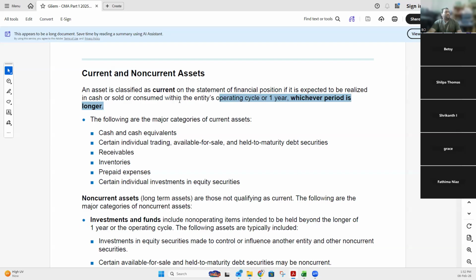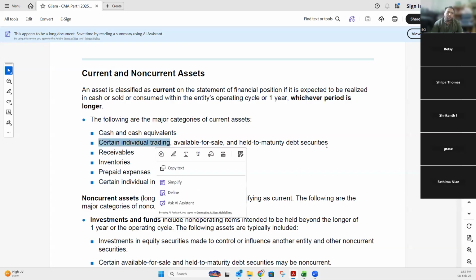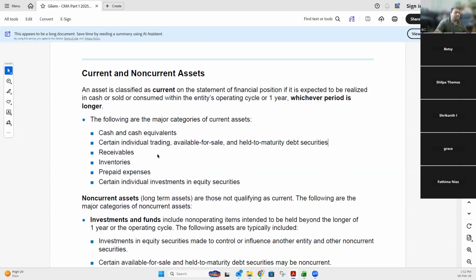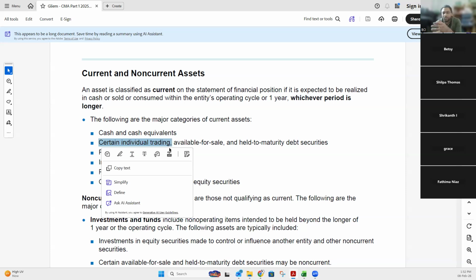Now, the following are the major categories of current assets. One is cash and cash equivalents. Then certain individual trading, available for sale and held to maturity debt securities. Individual trading securities means, for example, you might have bought shares of other companies as part of your business. If you're a stockbroker, you buy and sell shares. So that becomes individual trading shares or debt securities. Got it?